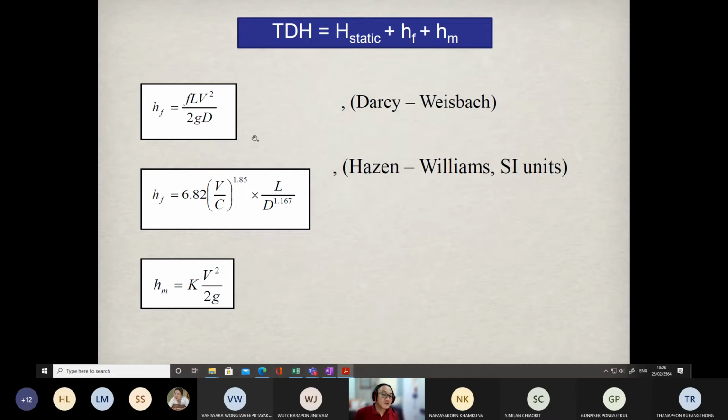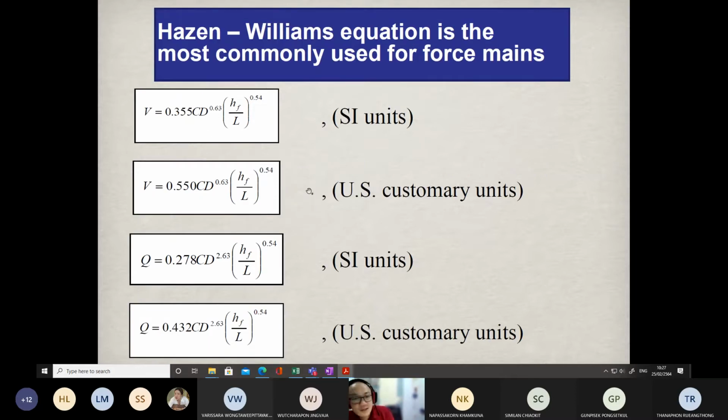And the other thing which makes these two equations different is that this one is V to the power of 1.85, but the earlier equation is V squared. So this one is V to the power of 1.85. This one is V to the power of 2. So these are the differences between the Hazen-Williams equation and the Darcy-Weisbach equation. The Hazen-Williams equation is normally used for water in a force main.